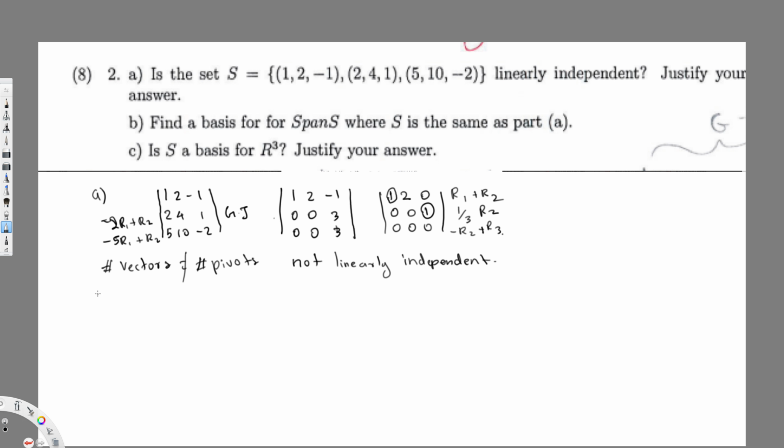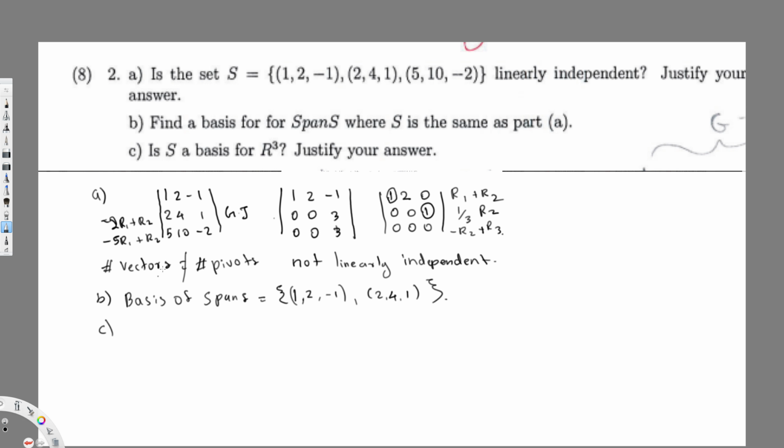The second question is asking, find the basis for span S, where S is the same as part A. So the basis of the span means the rows that remain. These two rows with leading ones are going to be my basis, so I have to write those two rows. So the basis of the span is going to be equal to 1 2 minus 1, and the second one is 2 4 1. So this is my basis of the span.